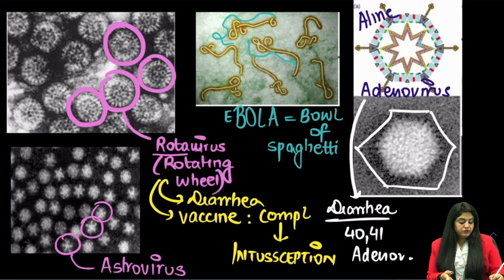So I know it's not appropriate to say so, but the way you say diarrhea basically means potty, right? So that's 40. That is how you're going to learn it. So diarrhea is caused by adenovirus 40, 41. Those are the strains which cause diarrhea.